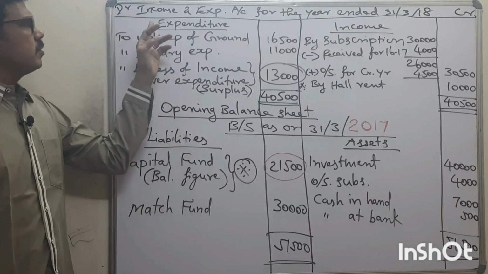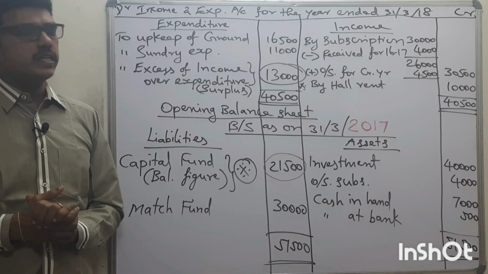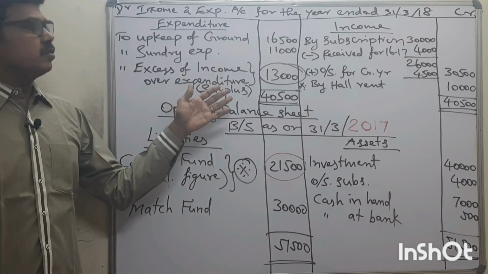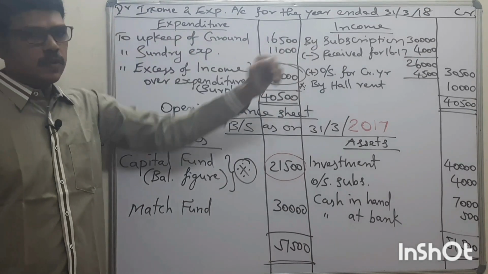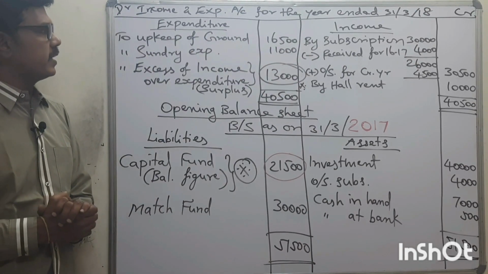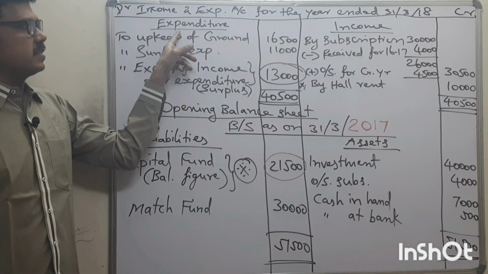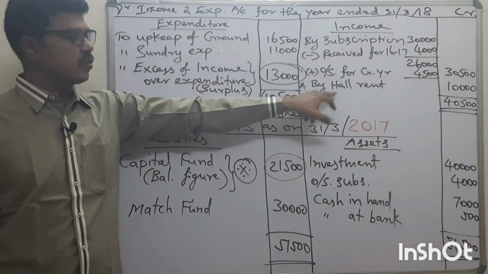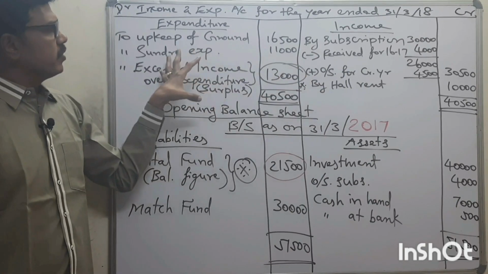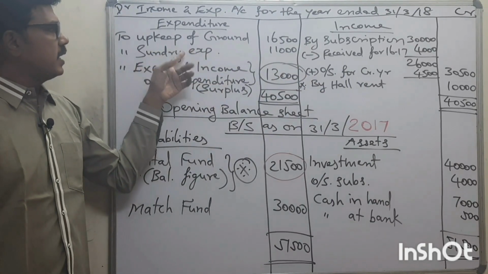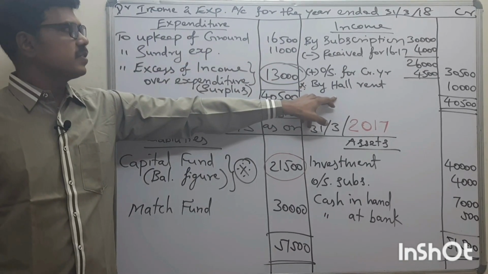Now we are going to prepare the income and expenditure account for the year ended 31st March 2018. This is a ledger account. In the left top corner, we should write debit, DR. In the right top corner, we should write CR for credit. In the debit side, we are going to record all the expenses, the expenditure side. In the credit side, we are going to record all the incomes. By using the nominal account rule, debit all expenses and losses, and credit all incomes and gains.